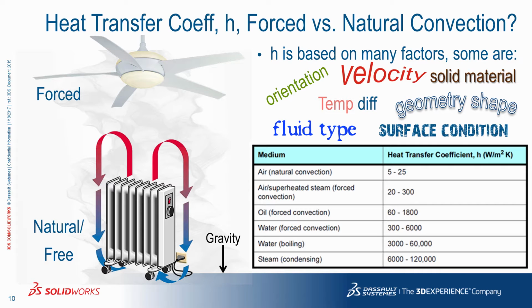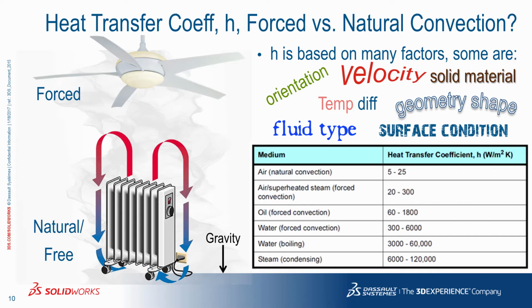So for air, a natural convection problem ranges somewhere between 5 to 25 watts per meter squared Kelvin, and then the same fluid, air, in a forced convection could range anywhere between 20 to 300 watts per meter squared Kelvin. So that can be like an order of magnitude in difference.